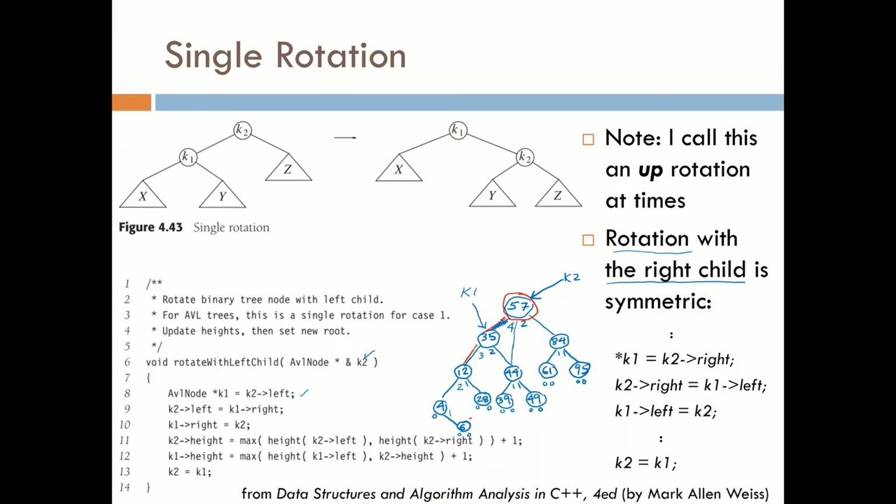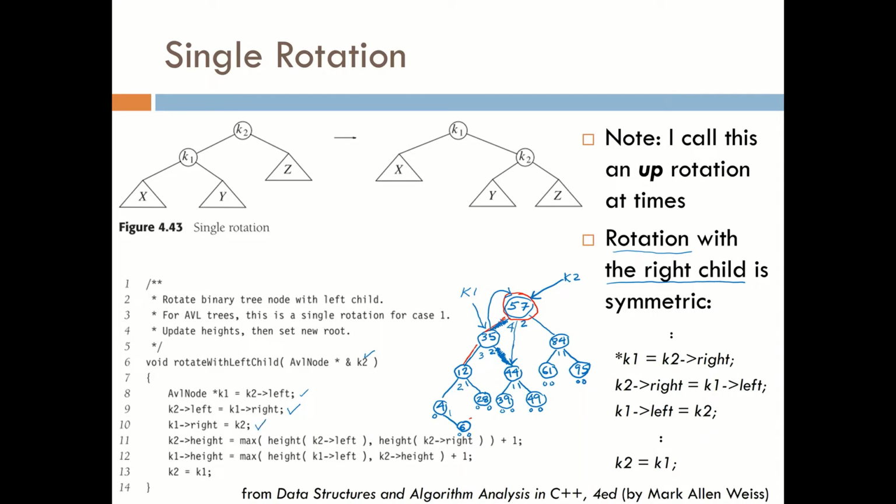So K2's left now points to K1's right. Okay, and so we've executed this statement. We're now going to make K1's right, which right now is pointing to 44 also, point to K2. So we get this, and now K1's right is no longer here. Okay, and we've executed this statement.